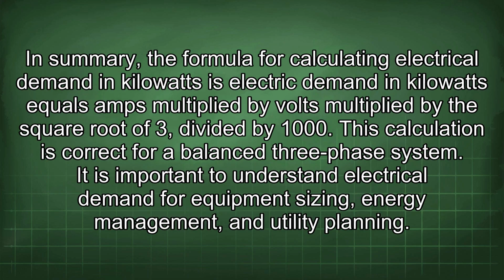In summary, the formula for calculating electrical demand in kilowatts is: electric demand in kilowatts equals amps multiplied by volts multiplied by the square root of 3, divided by 1000. This calculation is correct for a balanced three-phase system. It is important to understand electrical demand for equipment sizing, energy management, and utility planning.